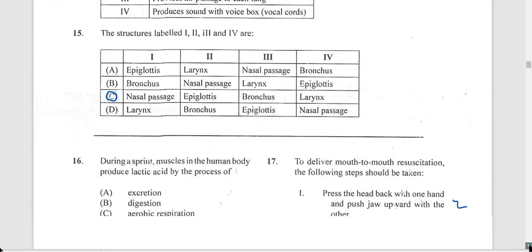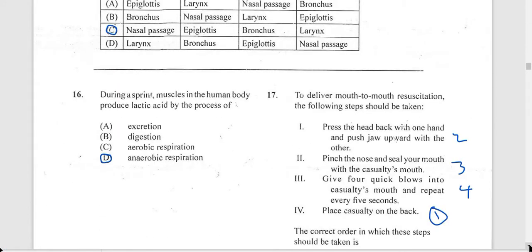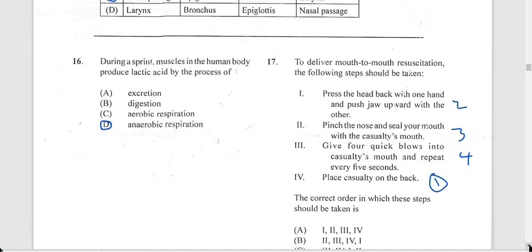We move on down to question number 16. During a sprint, muscle in the human body produces lactic acid by the process of anaerobic respiration. No oxygen is required, and when lactic acid is produced, it's usually in the muscle cell, and it causes some amount of fatigue and could cause the athlete to collapse if not remedied early. Then you have that oxygen debt to repay.